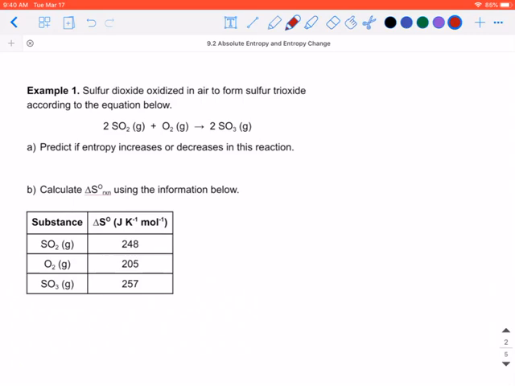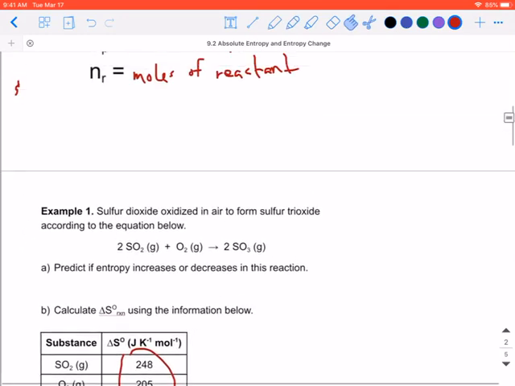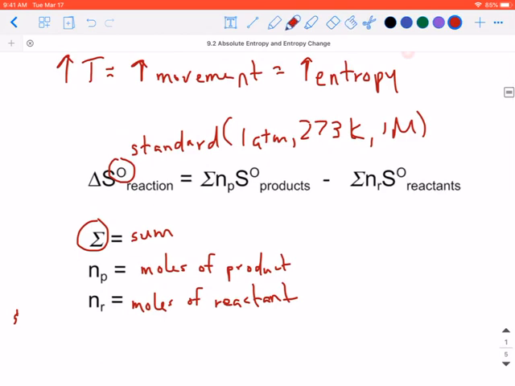Alright, so part B says calculate the change in standard entropy of the reaction using this information below. It's important to note that these values were collected the same way that I was explaining earlier. These substances were cooled down to 0 Kelvin and heated up to a certain temperature, and these values were measured or calculated using calorimetry.